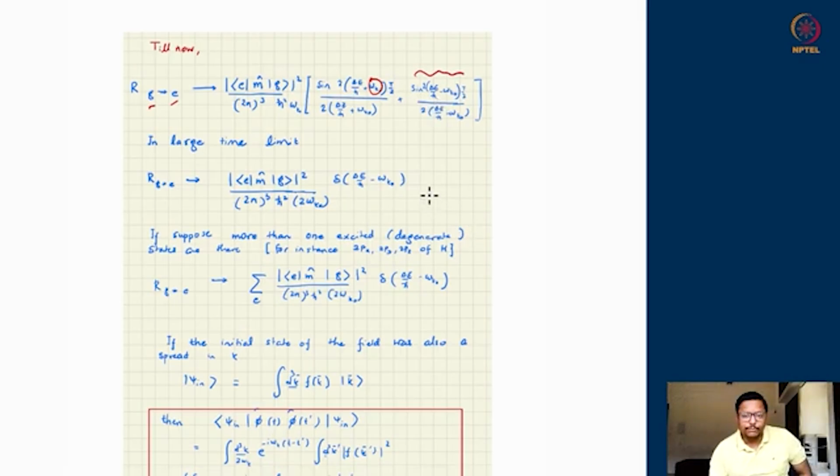So this is the expression we obtained for the large time limit. By infinite time, I again repeat that we mean a really large time scale, larger than the internal time scales, but smaller than the time scale where perturbation theory breaks down.